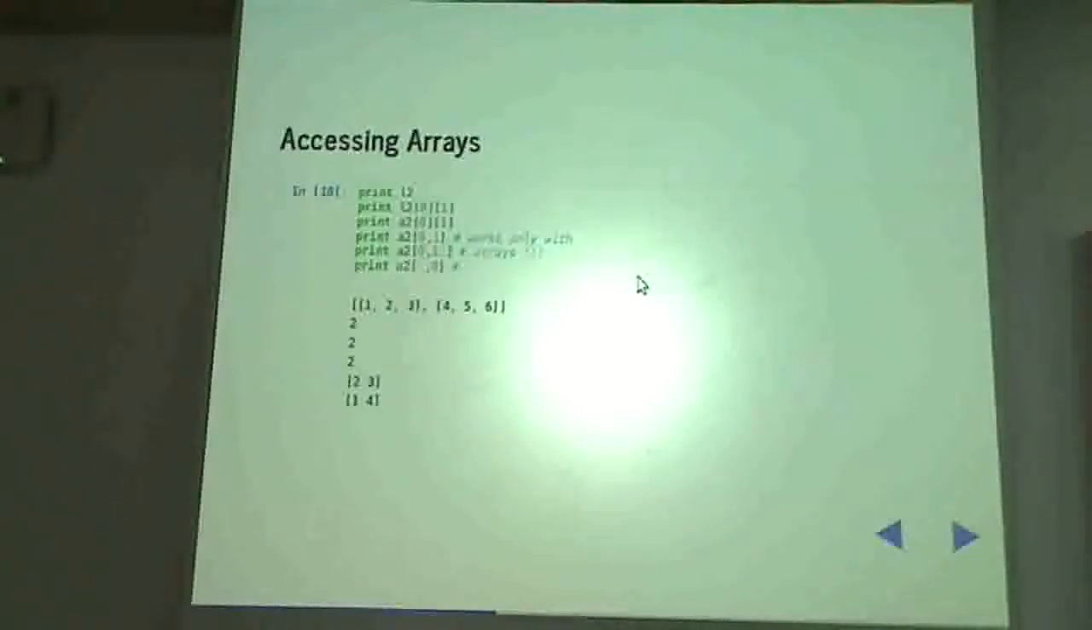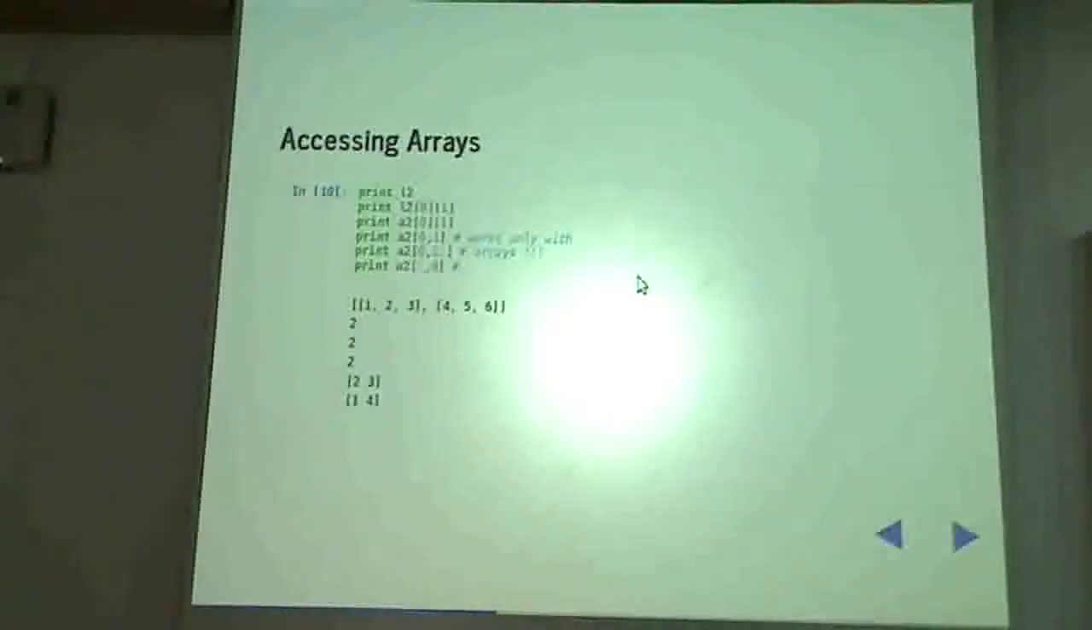Accessing arrays, you can do it in different ways. If I print L2, these are the values. Print L2[0][1]. What should it print? 0 means the first element here, 1 means the second element here. So it prints 2. I can also do A2[0][1], which of course will print the same thing, or I can do print A2[0,1]. This will not work for a list, but it works for an array.